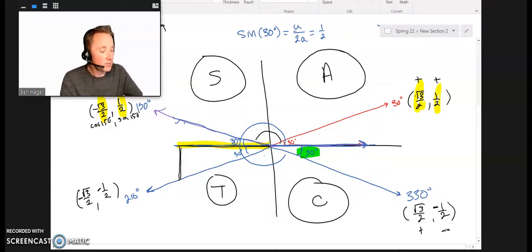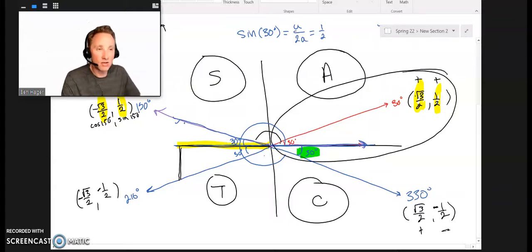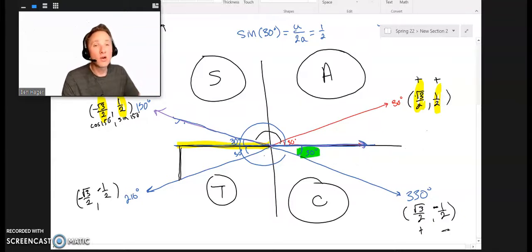And so you can see that by just knowing one of these values, particularly if you know quadrant 1, you really know all the other quadrants' worth of 30-degree reference angles. You know their sine and cosine.